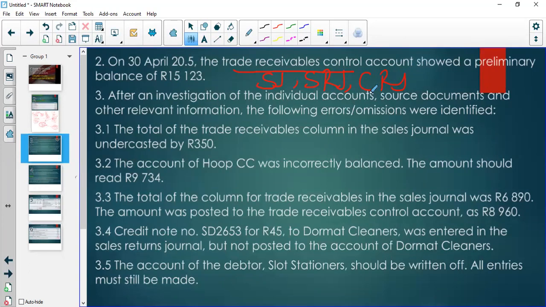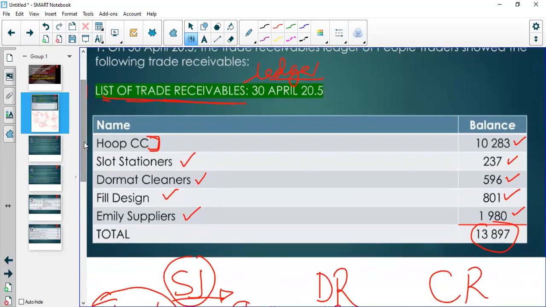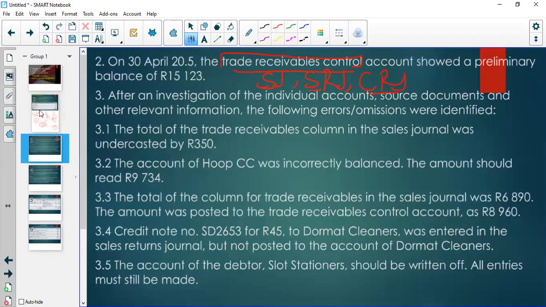So if there's an error in any of these journals, it will affect the trade receivables control. But if there's an error in the individual account entry, not in any of these journals, then we are going to show that in the reconciliation, right? So this is our starting point. So let us go one by one.